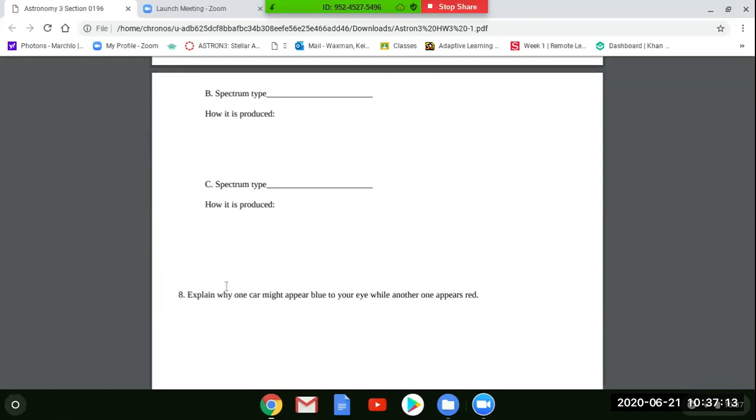For A here, explain why one car might appear blue to your eye while another one appears red. So what does that mean about light? If it's a blue car, what's going on with the light? And if it's a red car, what's going on with the light? What might be reflecting back? What might be being absorbed?